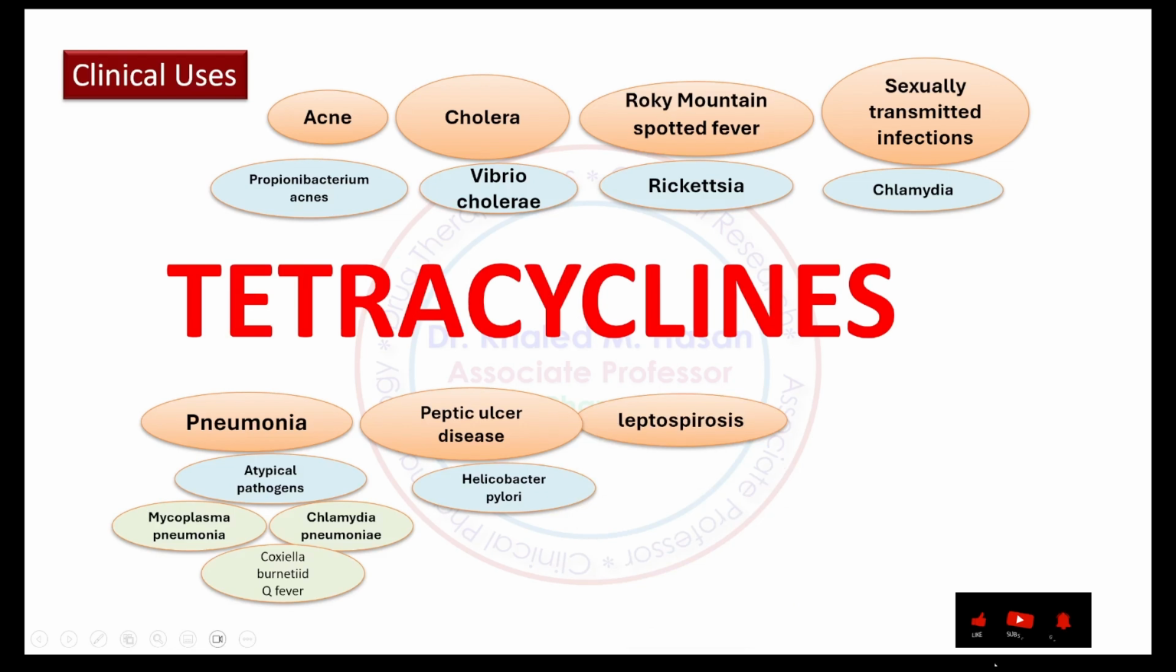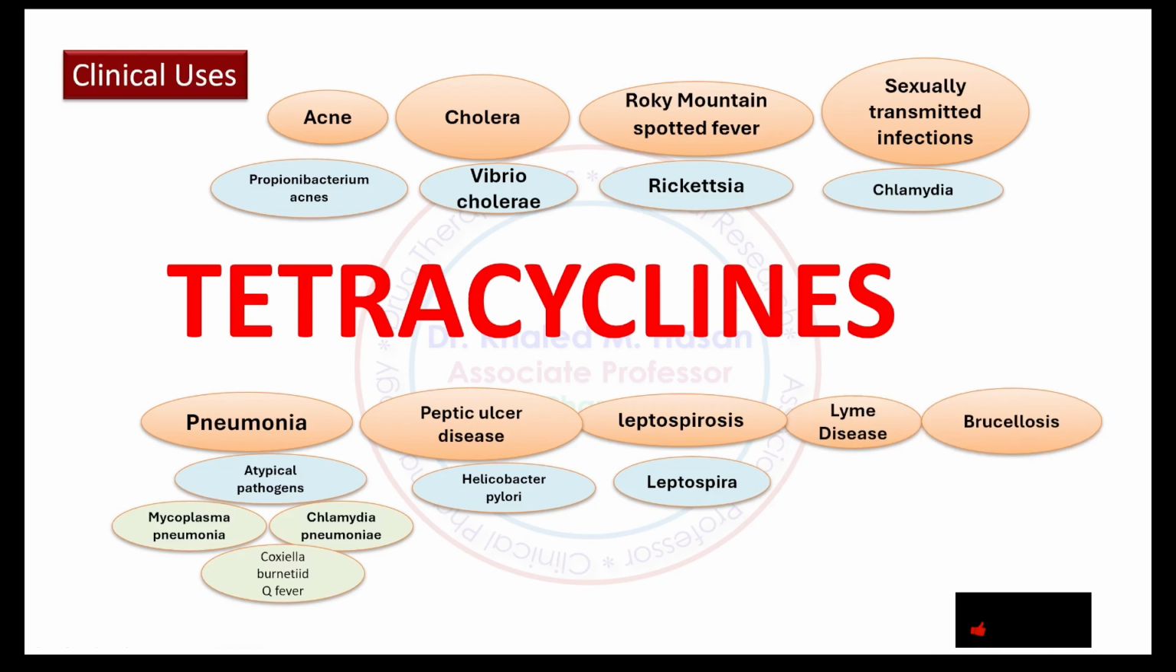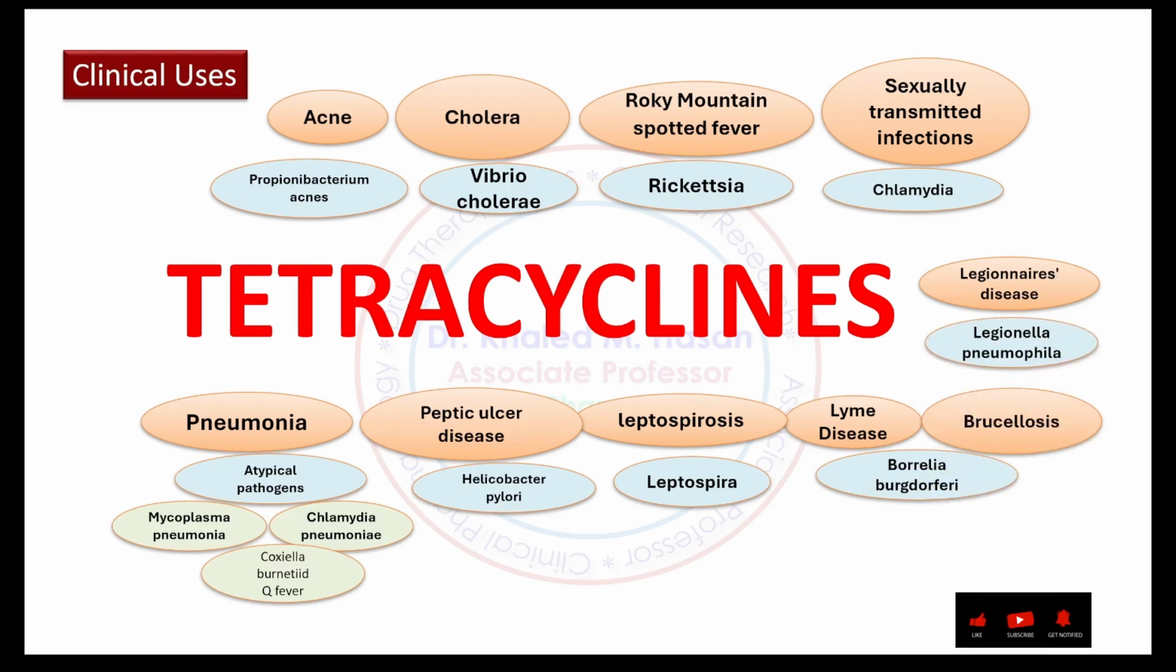Tetracycline could be used for leptospirosis, caused by Leptospira. We use tetracycline to treat Lyme disease, and we use it for brucellosis. Lyme disease is caused by microbes called Borrelia. Tetracycline could also be used for Legionnaires disease, caused by Legionella pneumophila.